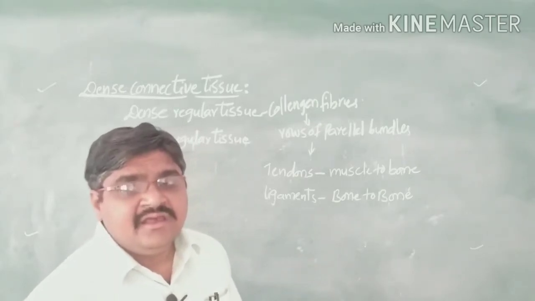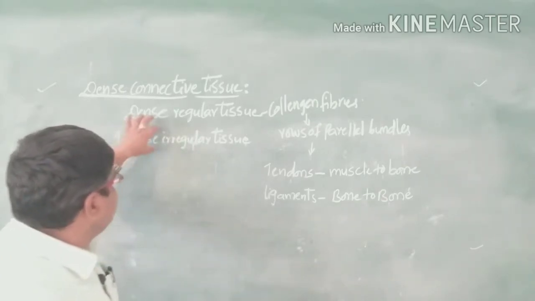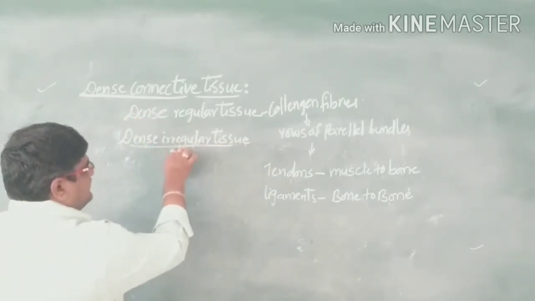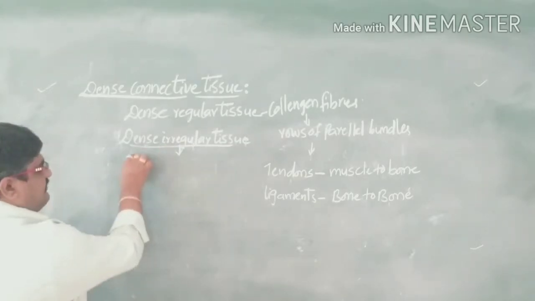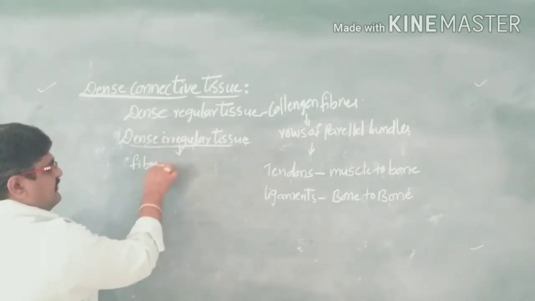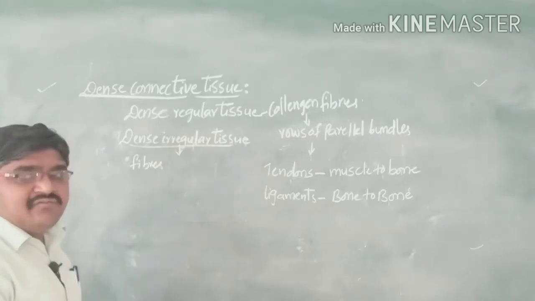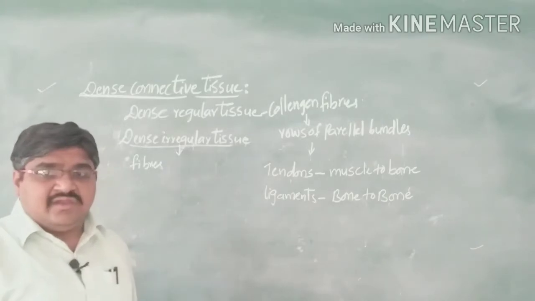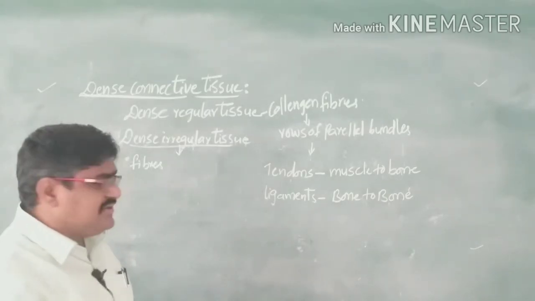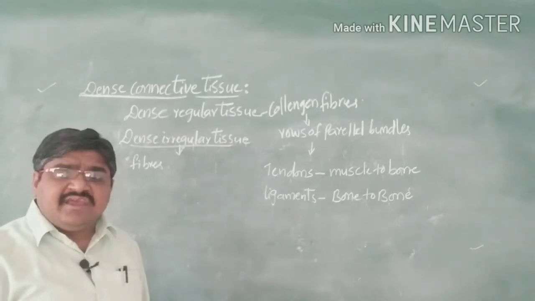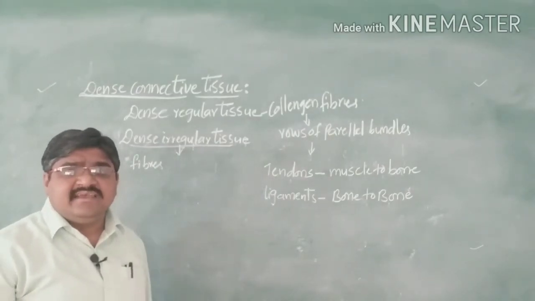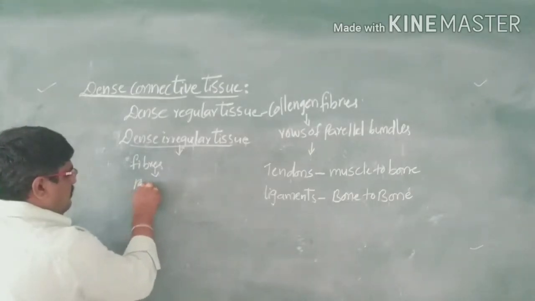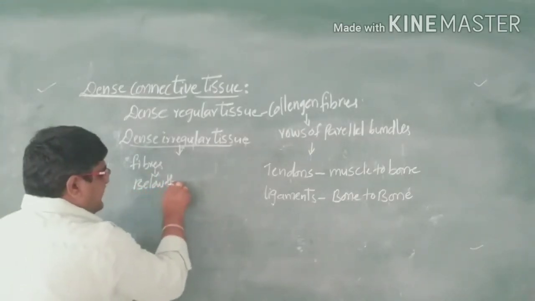And in dense irregular tissue, the fibers are present, three types of fibers: yellow fibers, white fibers, as well as reticulate fibers. These are present below the surface of the skin.